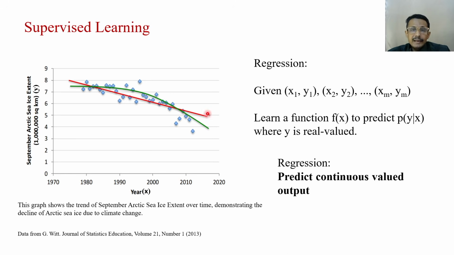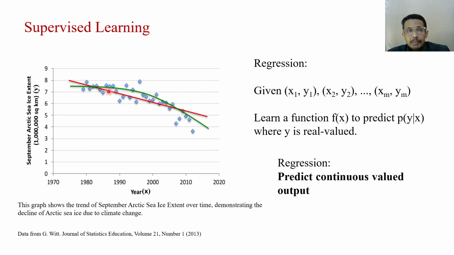Okay, now take an example of regression. You see here, this is paired data: x1 y1, x2 y2, up to xm ym. This is the x-axis, this is the y-axis; this is the year, and this is the September Arctic sea ice extent. So there are some values. The blue dots are the data. What do we mean by data? These are examples, because if you project onto this axis, you can get a value. From this x value, we can get this y value. So such data is given.